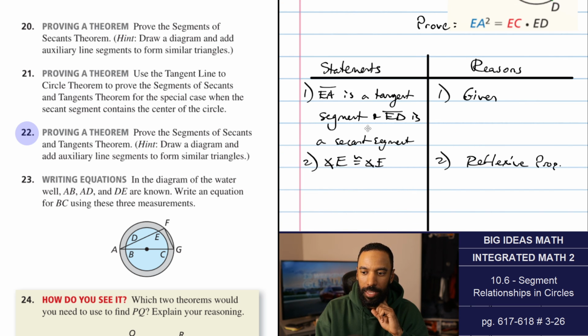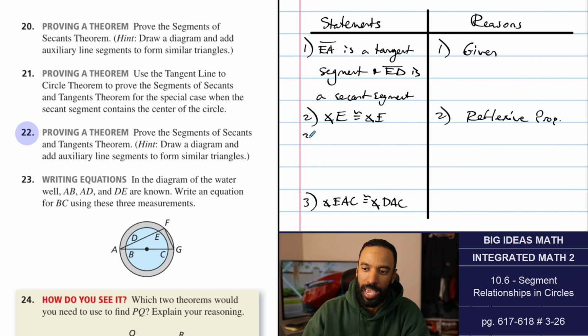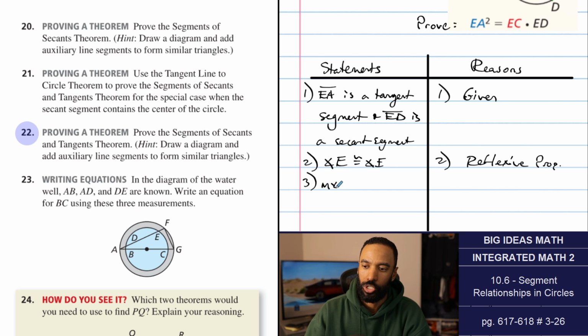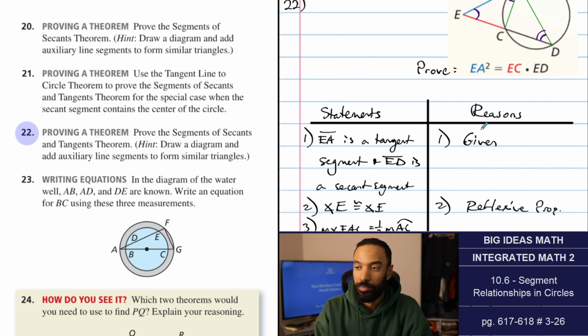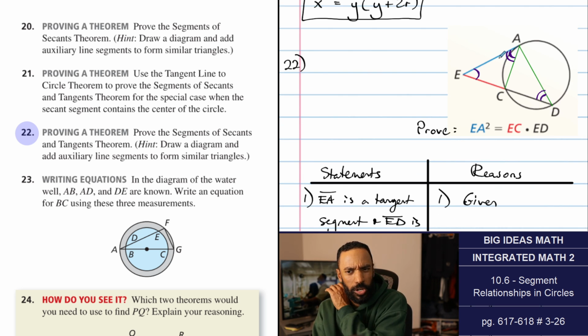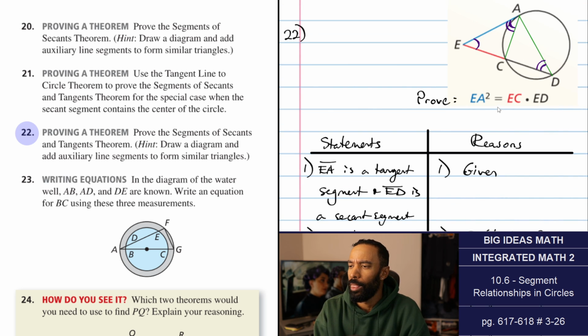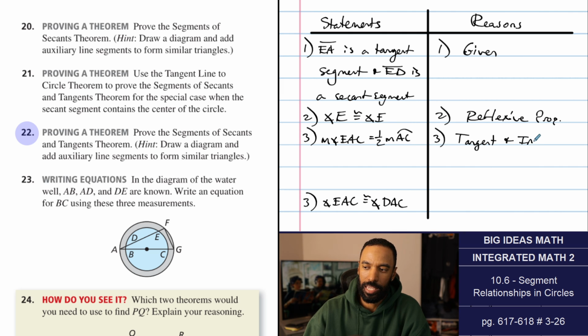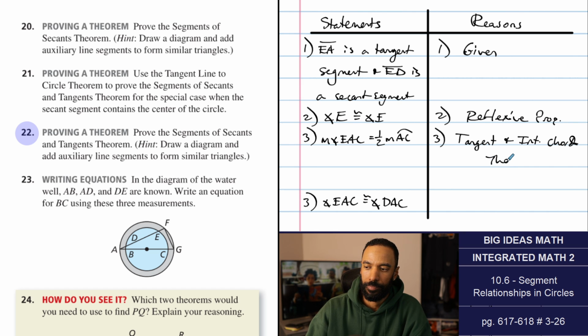Let me do this. I'm going to write another 3. But I might have to say that the measure of angle EAC is half the measure of arc AC. I don't know what the name of the theorem is, though. Angle tangent to a circle theorem? I don't remember what it's called. Well, this is a chord, so tangent and intersected chord theorem. I don't remember. I remember they have weird names. Tangent and intersected chord theorem.